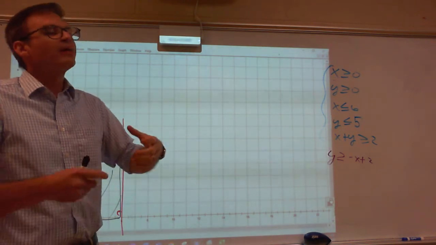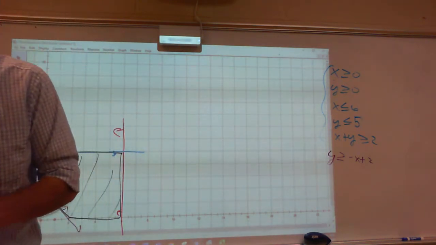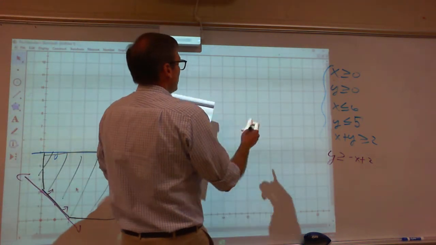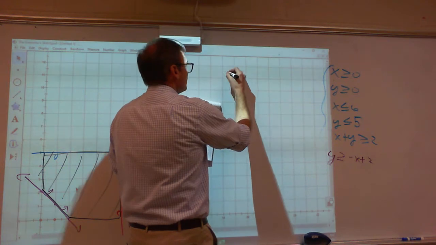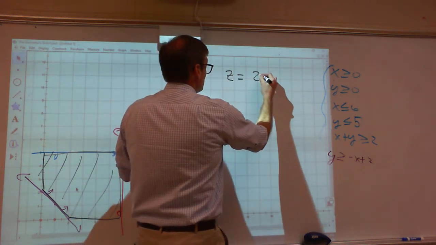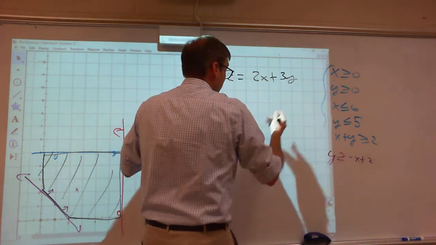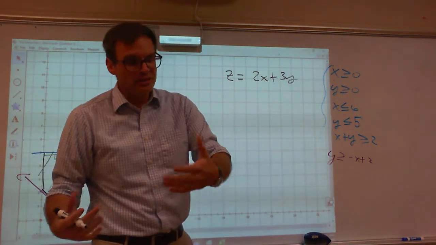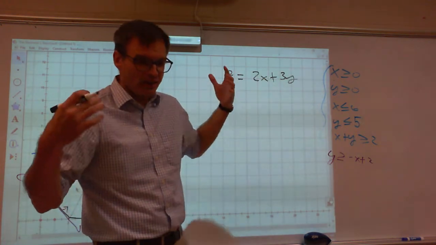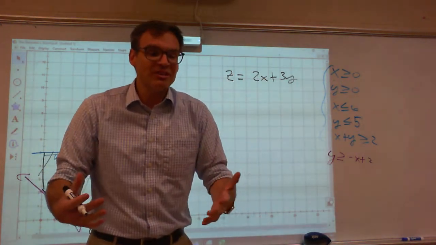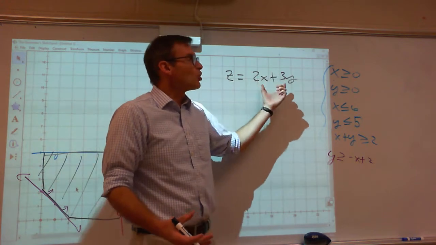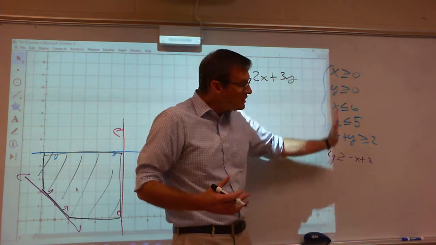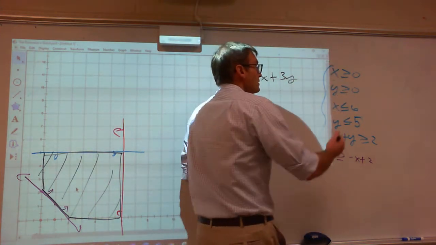So now, here's the next part. This next part is, I'm going to throw out some sort of equation. And I'll say z is equal to 2x plus 3y. All right, so when I did this example in first period, someone said, how do you come up with this? I have to give this to you, right? So now I'm going to start using some terminology. These things are called constraints.